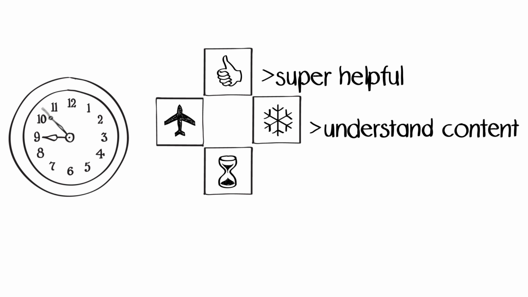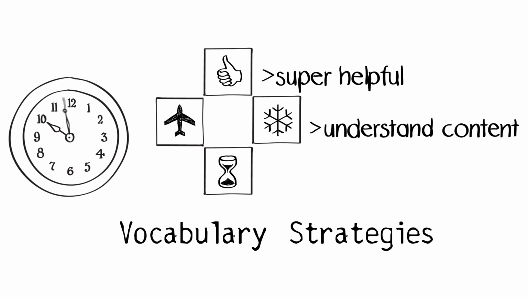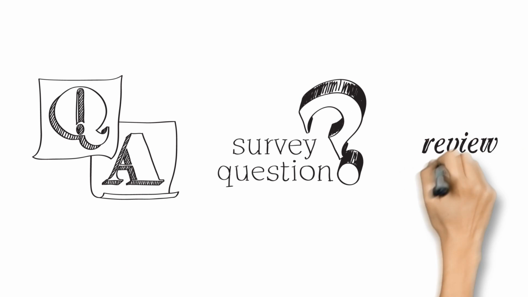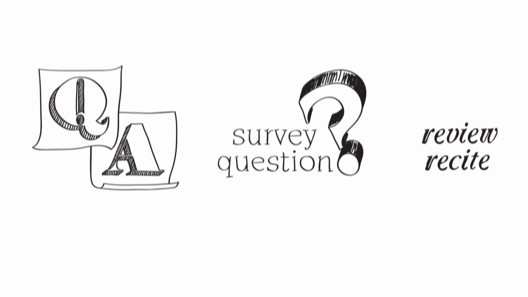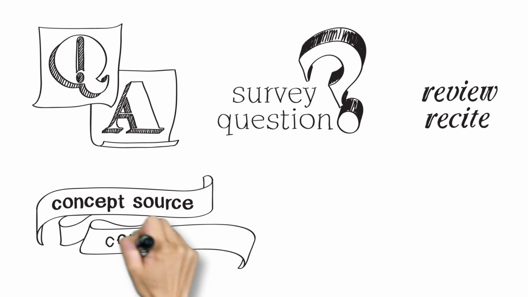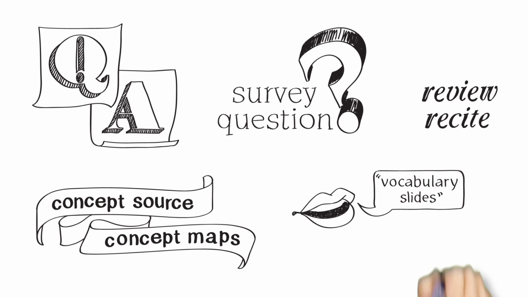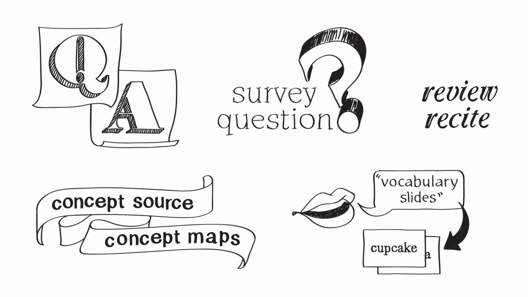There are all kinds of strategies and vocabulary strategies that are useful for teaching kids new content, and things like question-answer relationship, survey, question, read, recite, review is also a wonderful strategy. Concept sorts, concept maps, vocabulary slides, all of these are great, rich activities for kids when they're learning new content in their reading. So if you are using textbooks, here are a couple of ways. We'll conclude with how to use textbooks more effectively.